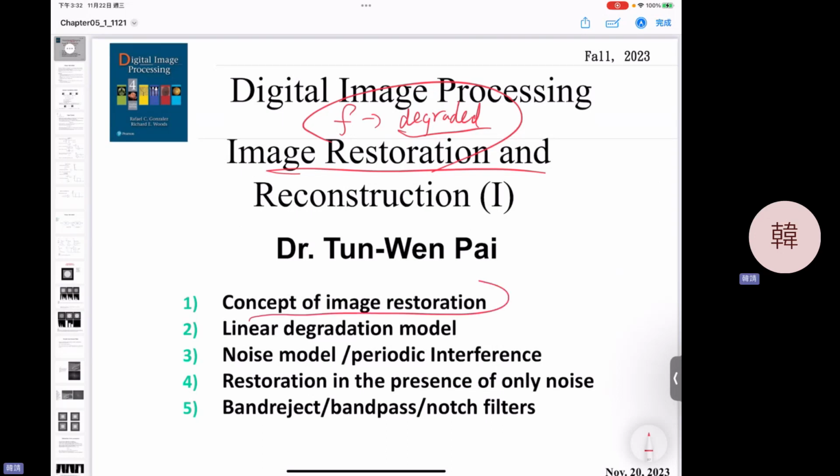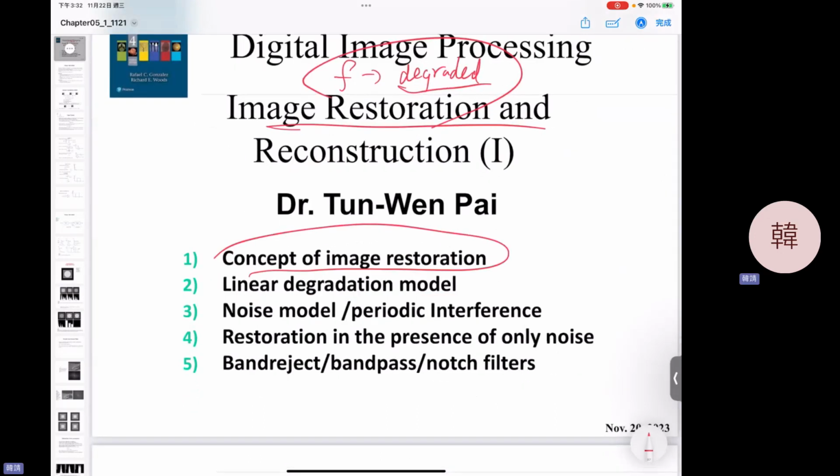Okay, so this is image restoration, and we are going to introduce a linear degradation model and some different noise models, and then restoration in the presence of noise only. So we are going to separate them, because we are going to use a linear filter to restore your degraded image. And so we have a very specific pattern. Your image will have some noise added.